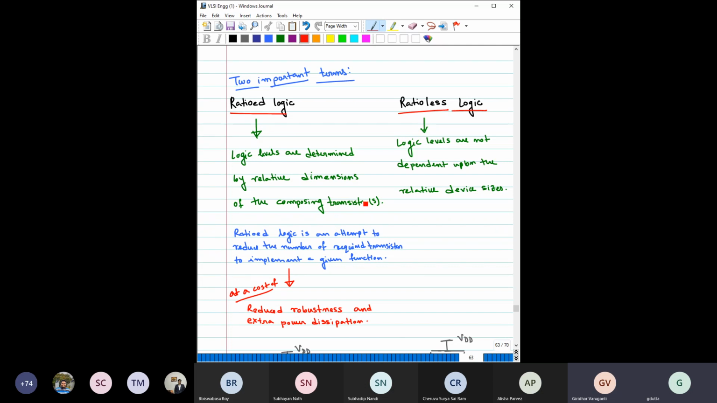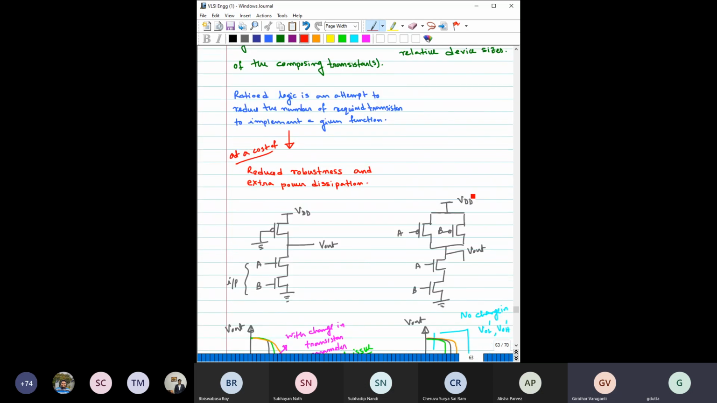I will give you an example and then it will be very clear. Ratio-less logic is where, in this type of logic design, the logic levels are not dependent upon the relative device sizes. Let us first go to the example and then come to the discussion. Say, for example, let us consider this one. Can anyone tell me what this is? What will be the output function here?